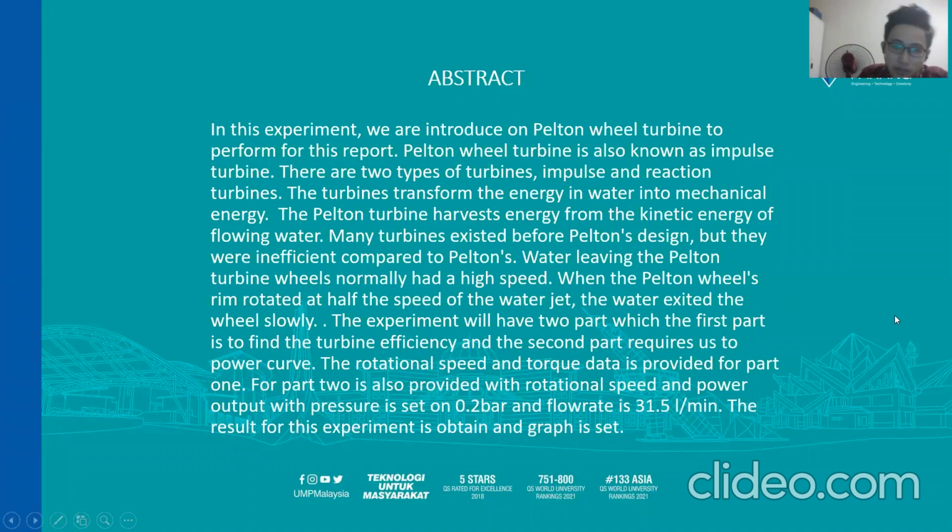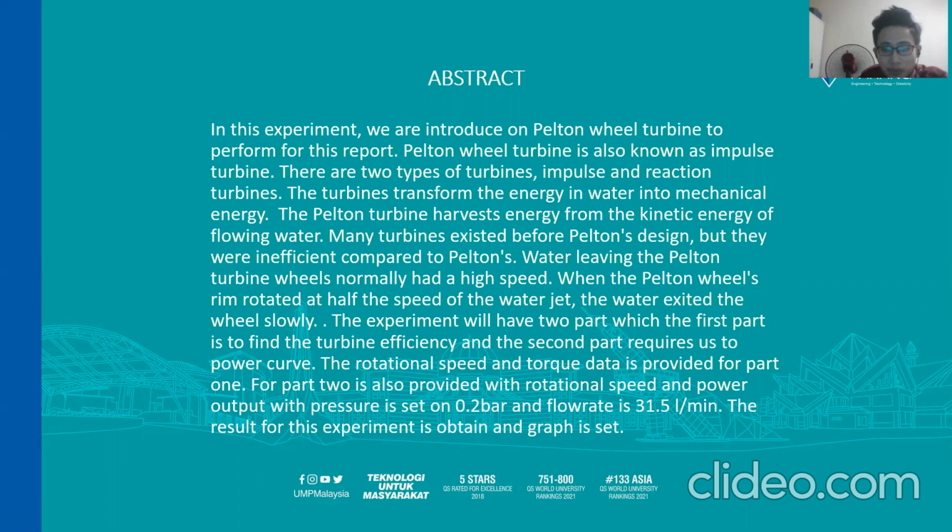So in this experiment, we are introduced to the Pelton Wheel Turbine. The Pelton wheel turbine is also known as an impulse turbine, which is one of two types of turbine, impulse and reaction turbine. This turbine will transform the energy in water into mechanical energy. The Pelton turbine gets its energy from the kinetic energy of flowing water. Many turbines existed before the Pelton design, but they are less efficient compared to Pelton's.